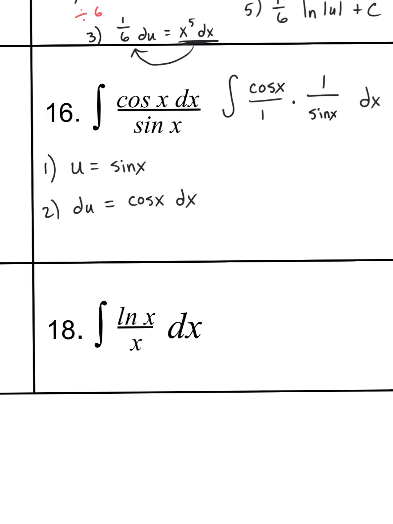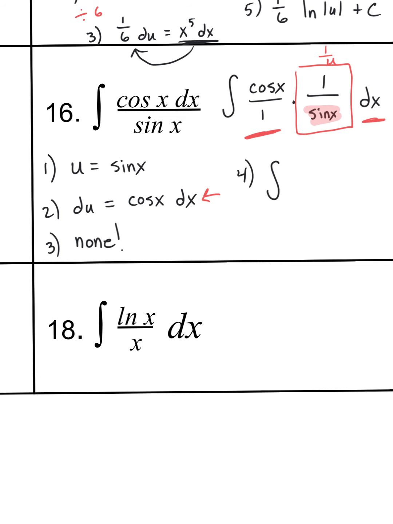Now we go diagram. Where is u going to go? U is going to go right here. So this whole piece is getting replaced with 1 over u. What's left? Cosine of x dx. That has to be by itself here. It already is. Yippee! No adjustment needed again. You're welcome. Okay, 4th step. Let's rewrite everything.